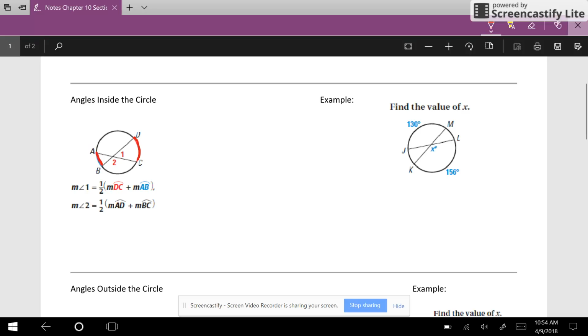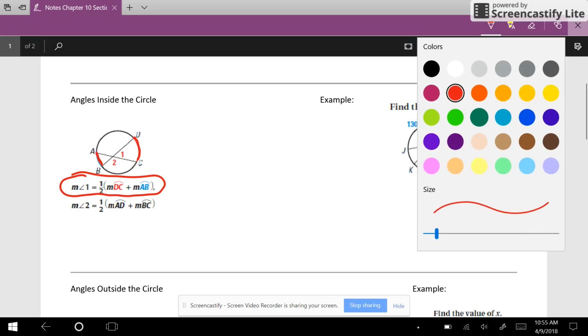If you want to know what the measure of angle 1 is, you have to take both of those arcs, DC and AB, add them together, and we take half of that. So it's really like finding their average. The average of those two arcs will make up angle 1. Meanwhile, angle 1 and angle 2 together make a linear pair, so they add to 180. So if you know one of them, you could subtract it from 180 to find the other one.